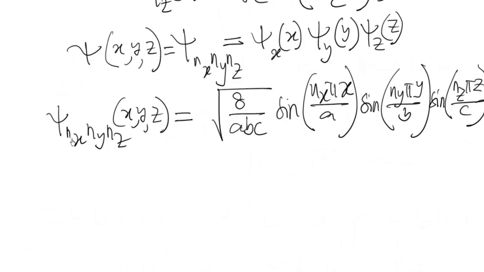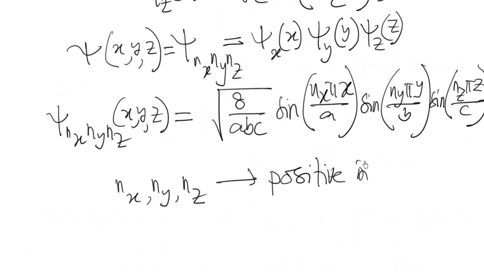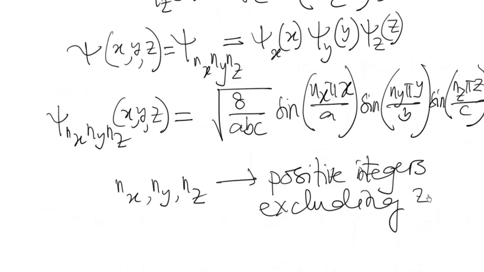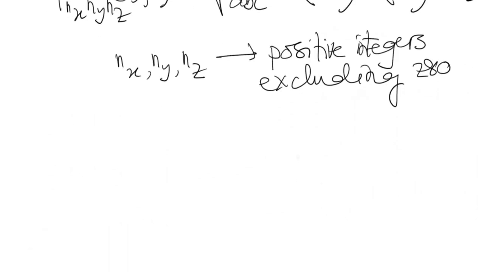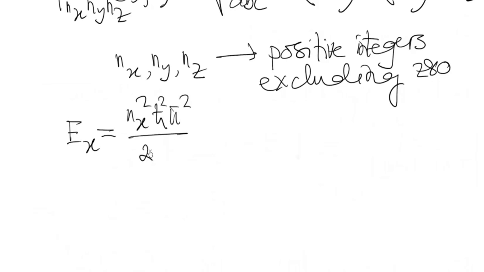We have put the indices nx, ny, nz, and these nx, ny, nz are known as quantum numbers. Positive integers excluding 0. Excluding 0. And we also have h square pi square by twice m a square.